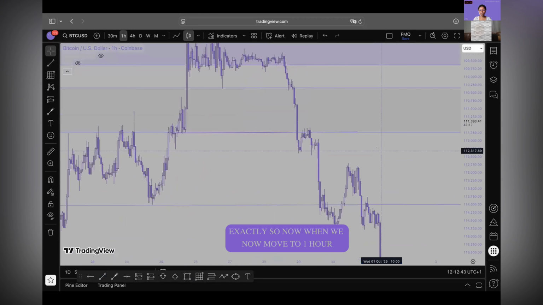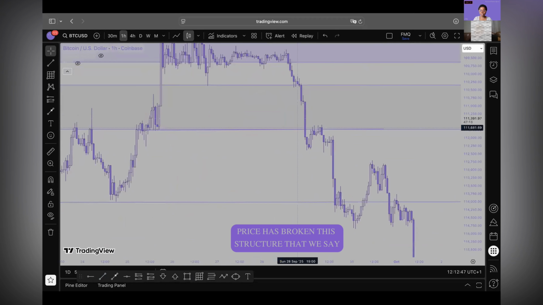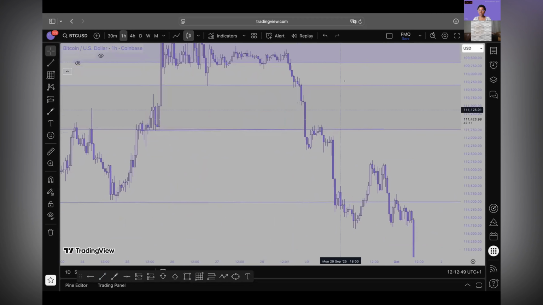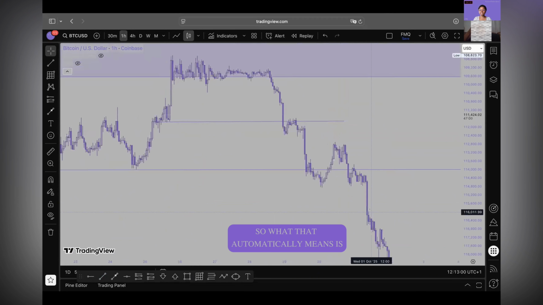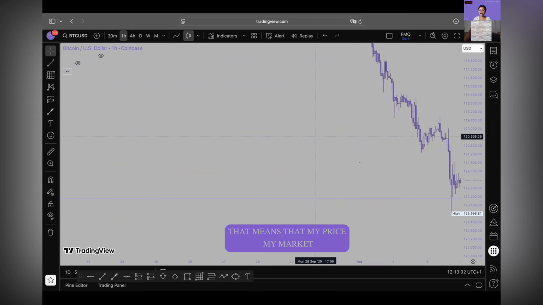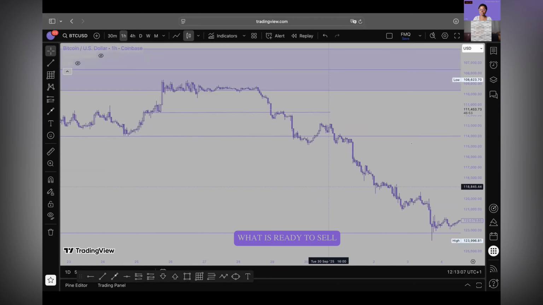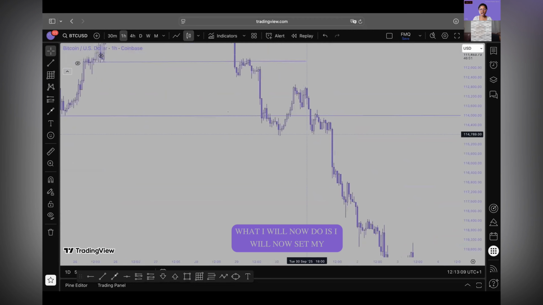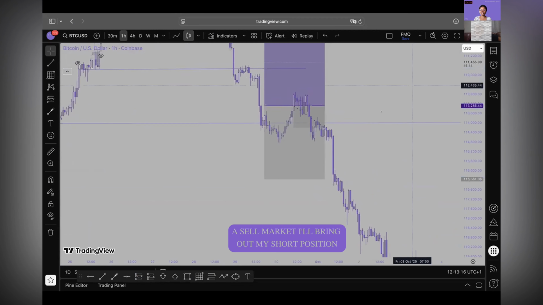Exactly. So now when we move to 1 hour, we'll see that, okay, 1 hour price has broken this structure that we said price should break. Now price pulled back, corrected, pulled again, and corrected. So that automatically means that this particular asset is ready to sell. What I will now do is bring out my short position, because since I'm entering a sell market, I'll bring out my short position.